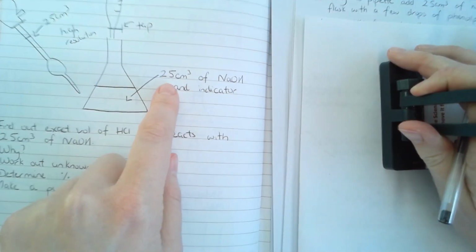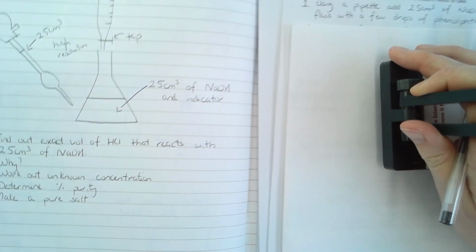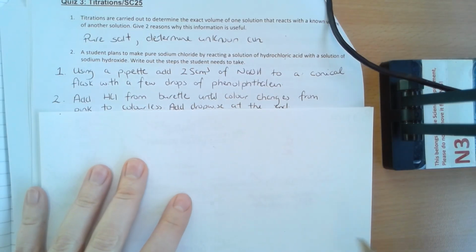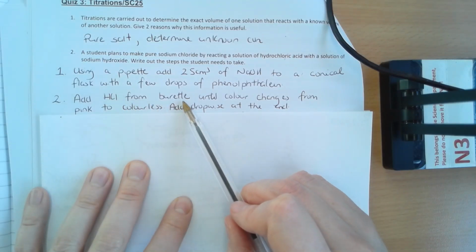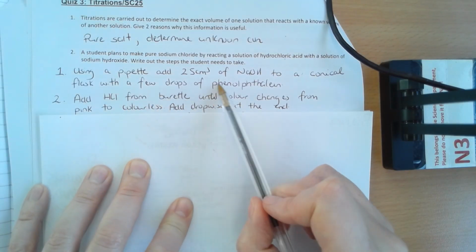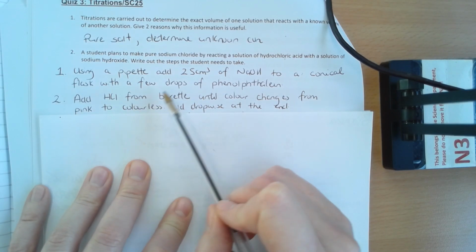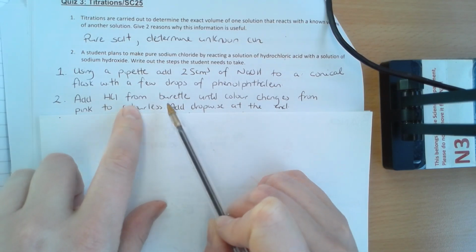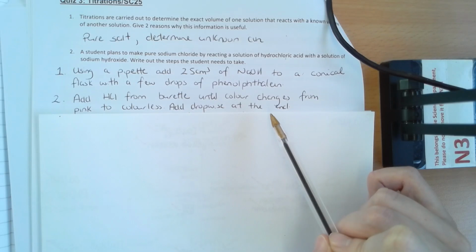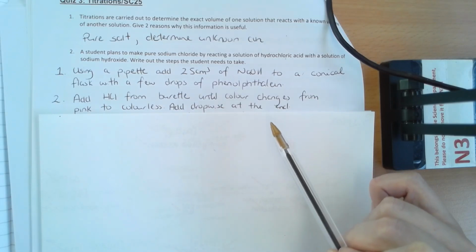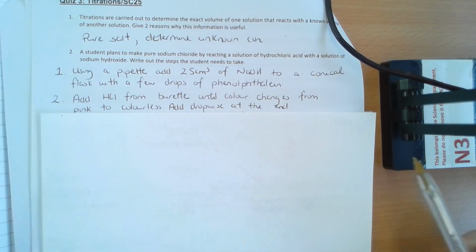So once you've got your NaOH in your conical flask, you're going to be adding the acid from the burette. Because I put NaOH in the flask, the acid has to go in the burette. So I'm just going to say add it from the burette until the colour changes. Because I've said phenolphthalein, I know that the colour change is going to be from pink to colourless. So phenolphthalein is pink in the alkali, it will go colourless in an acid, and then towards the end I'm going to add it dropwise.